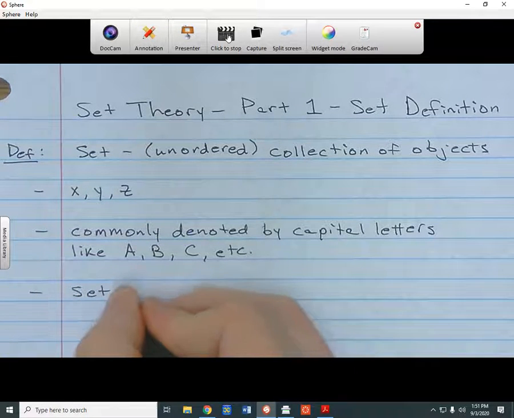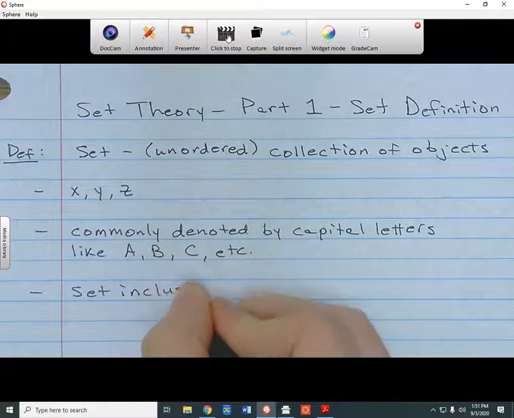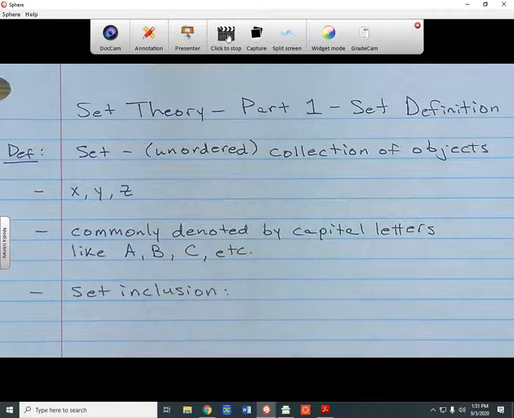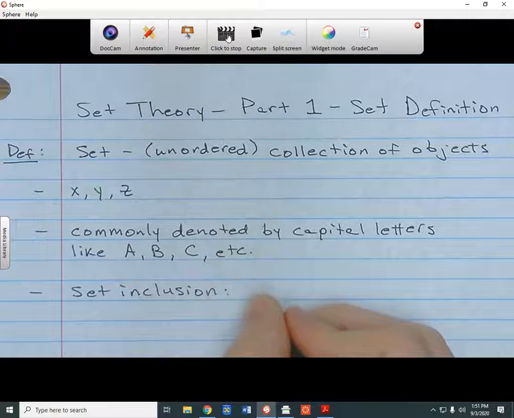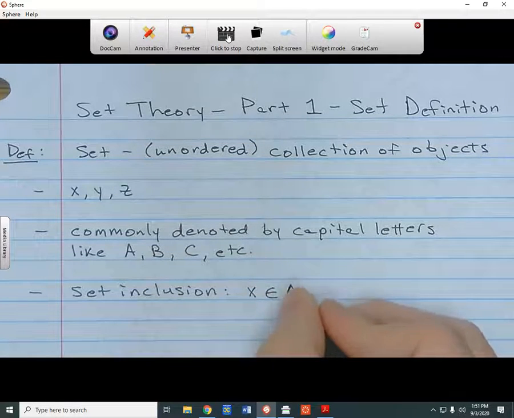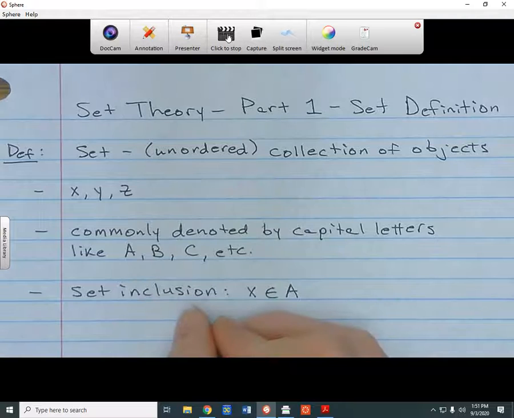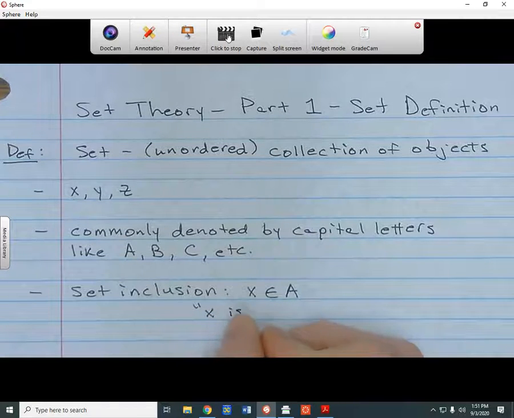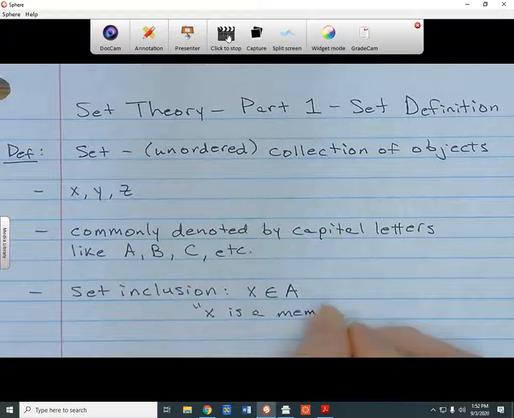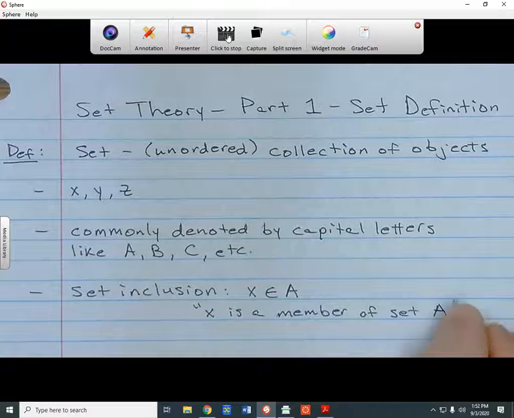Set inclusion. Let's talk about that. When we want to say X is a member of a set, we write the element first, and we put the symbol belongs to. So what this means is X is a member of set A. You could also say X belongs to set A. That would be the same thing.